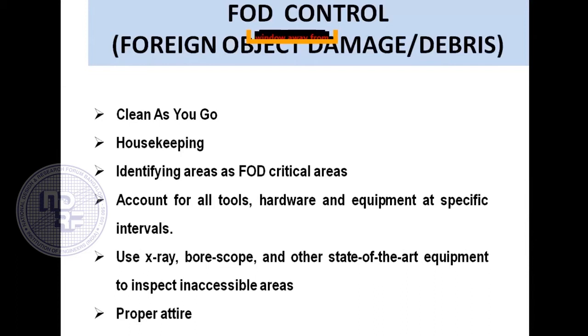Once a tool is missing, it should be treated as the worst case. We should always be thinking in the worst possible way, that the tool is available somewhere in the aircraft, and then they are looking for it. And accounting for tools ensures that FOD is eliminated. Next is using various tools and techniques like X-rays, borescopes to ensure that all inaccessible areas are thoroughly checked.